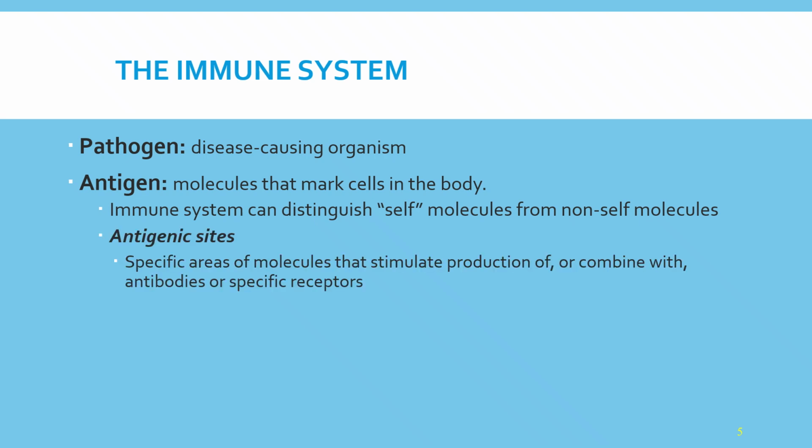Antigenic sites are specific regions on an antigen that are recognized by the immune system, particularly by antibodies or immune receptors. And so when an immune cell encounters an antigen, it binds to these antigenic sites, triggering an immune response. The diversity of our antigenic sites allows the immune system to recognize a wide variety of pathogens.